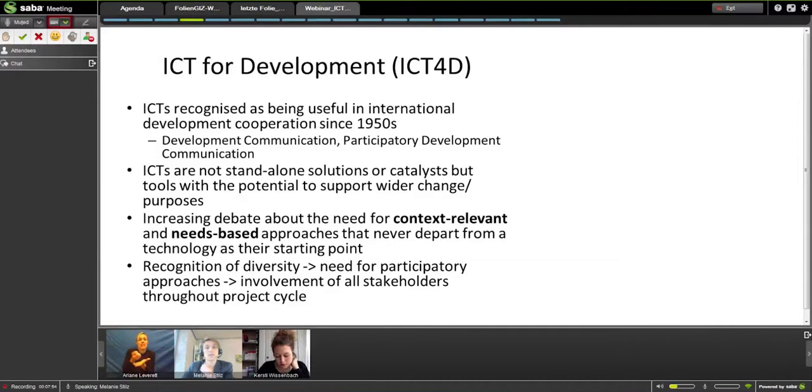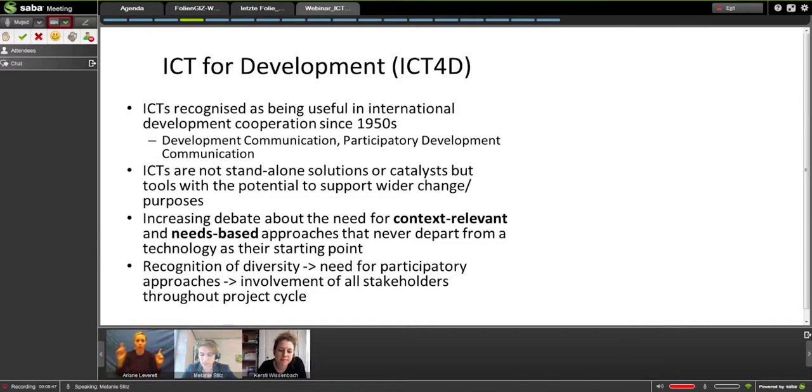Lessons learned, as I said, ICTs are not standalone solutions or catalysts, but tools with the potential to support a wider change or purpose. So what this means is that just supplying tools or technology or infrastructure does not lead to change in itself. And in the early and also euphoric times of ICT for development, the notion of we have to supply infrastructure and tools and devices, and then people will become developed, did not work as it was planned.